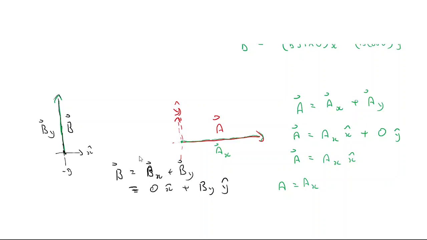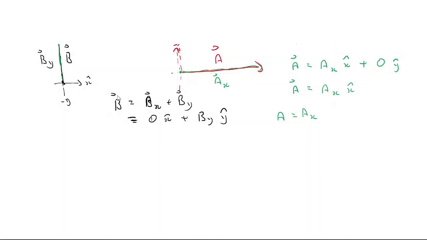So you can leave it like this, or you can say a similar thing to what we said there, whereby the vector B is just going to be BY, whatever the magnitude of BY is in the y direction. And it turns out again here that the magnitude of B is the same as the magnitude of BY.